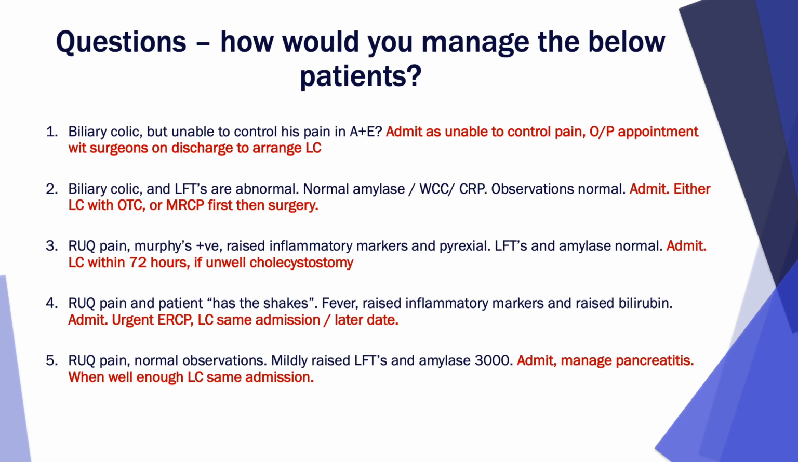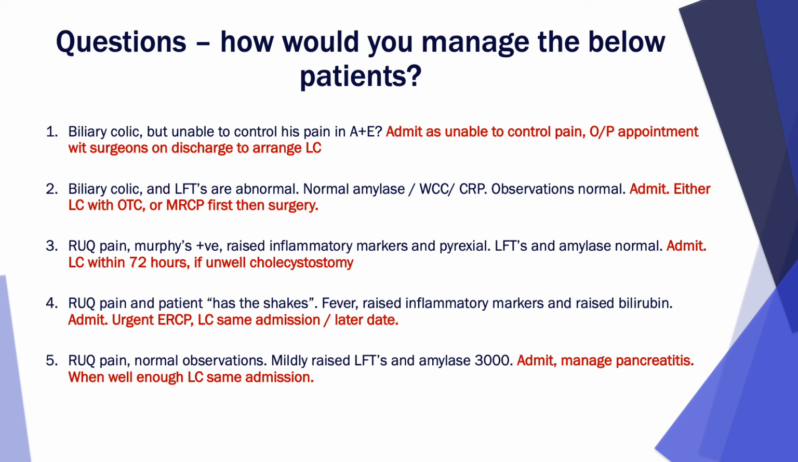So for question number 1, it was a biliary colic, but we were unable to control his pain in A&E. So as we are unable to control his pain, we need to admit the patient. Once we manage to control that pain, we can then send him home, low-fat diet, and give him an outpatient appointment with the surgeons, and on discharge to arrange a lap chole.